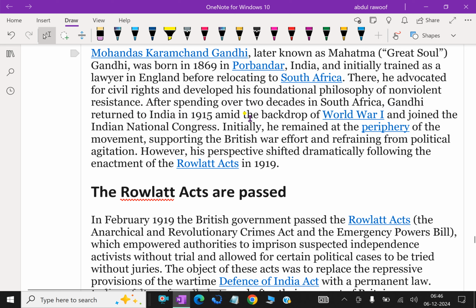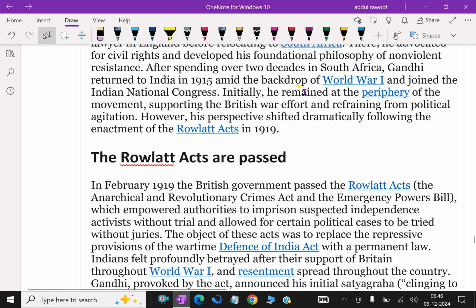After spending over two decades in South Africa, Gandhi returned to India in 1915 amid the backdrop of World War I and joined the Indian National Congress. Initially, he remained at the periphery of the movement, supporting the British war effort and refraining from political agitation. However, his perspective shifted dramatically following the enactment of the Rowlatt Act in 1919.